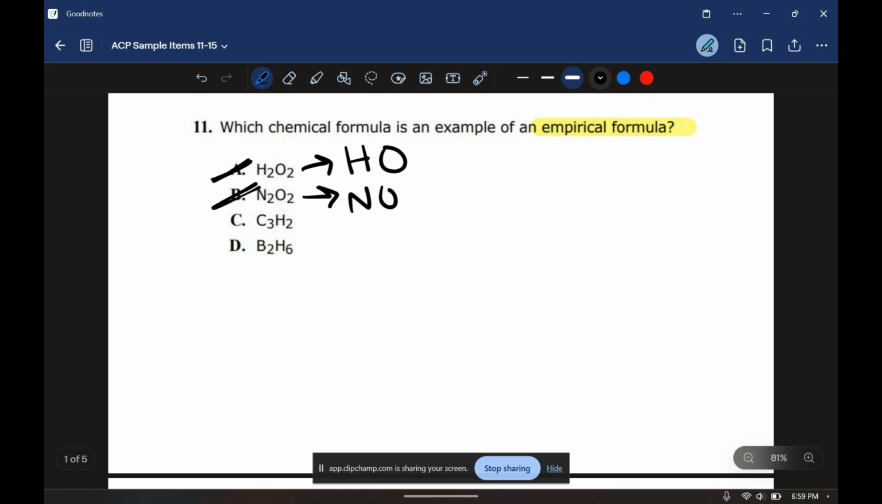B2H6, 2 divided by 2 is going to give us 1, so that's just B. 6 divided by 2 is going to give us 3, so that's H3. That means that's the empirical formula. And our answer is C, because that answer choice cannot be simplified. Therefore, it is an empirical formula.